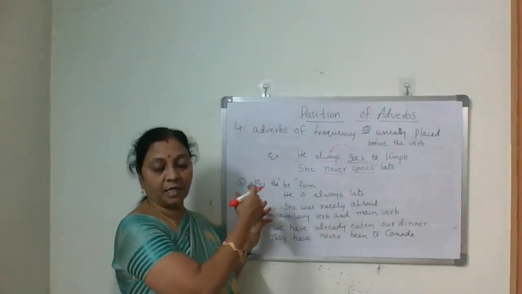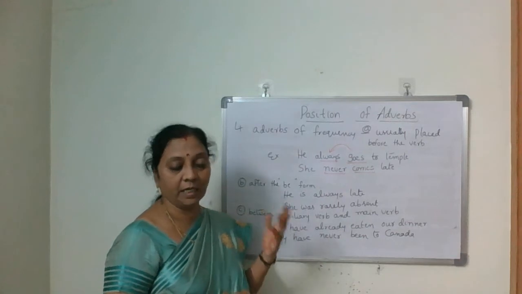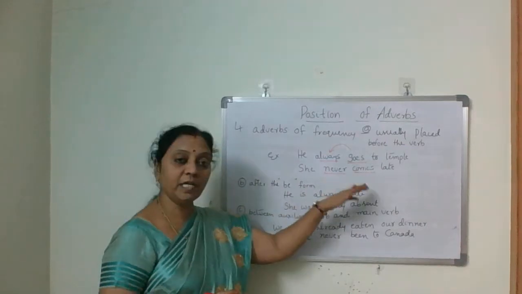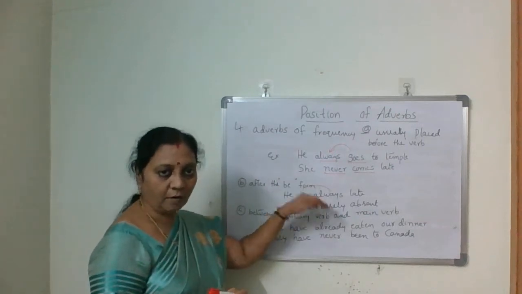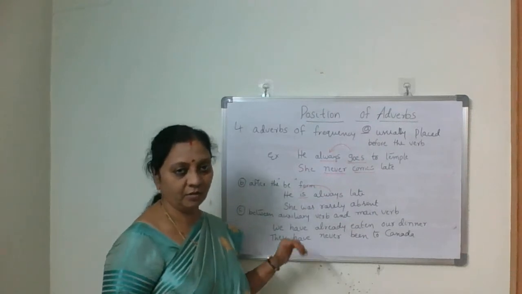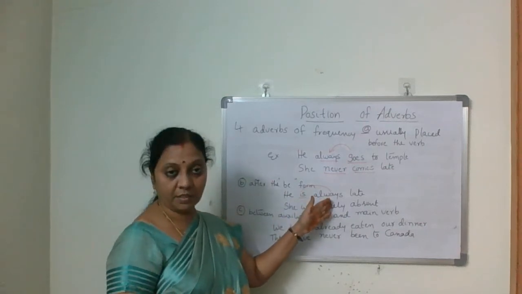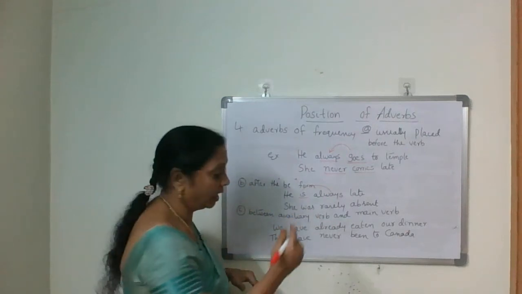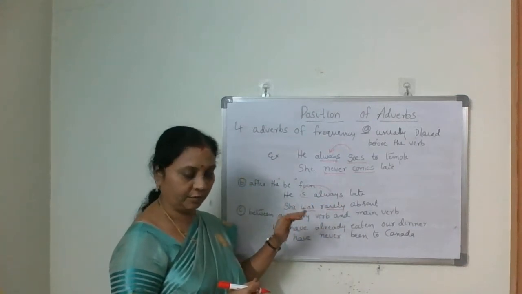Sometimes after, and in the other case, we are using these adverbs of frequency after the be form. Again, do you remember the be forms? Is, am, are, was, were. Okay, he is always late. So here it is the be form and we are using the adverb after the be form. We don't say he always is late. Wrong. He is always late. She was rarely absent. So after the be form, we are using.